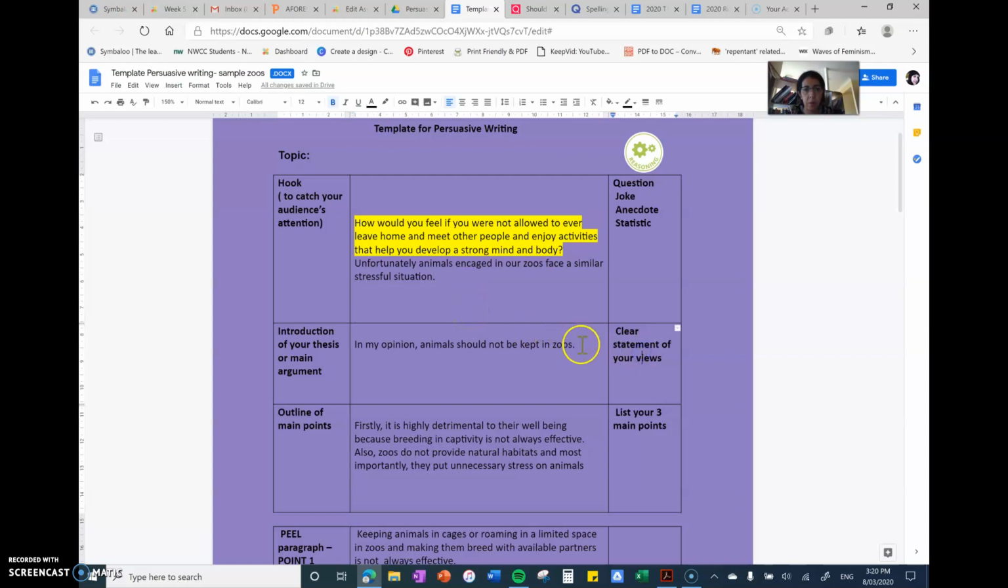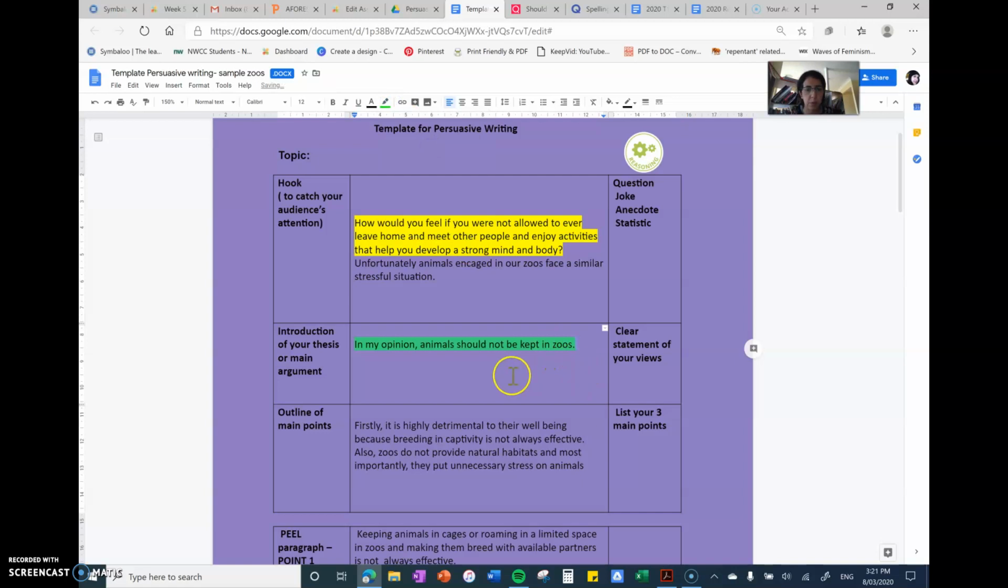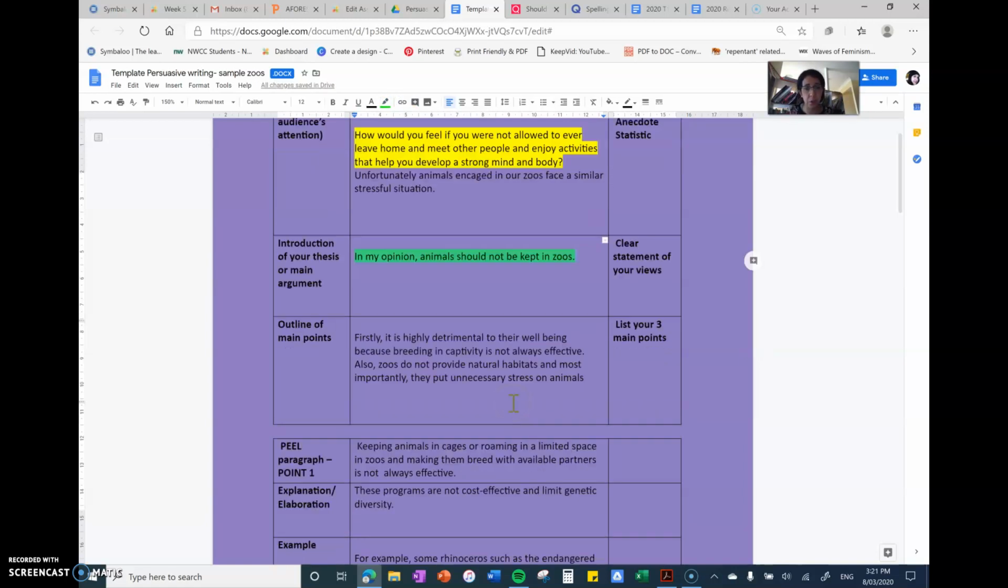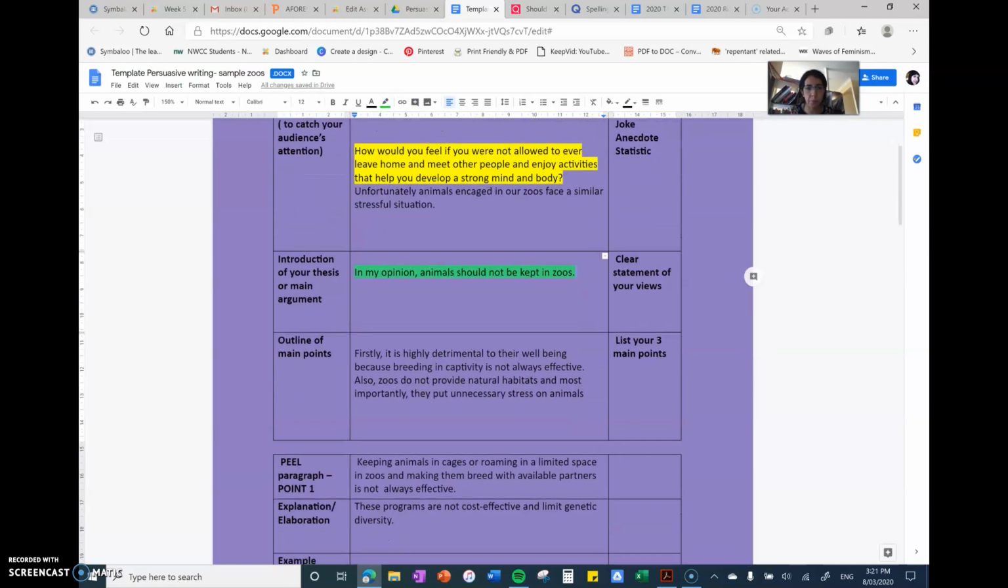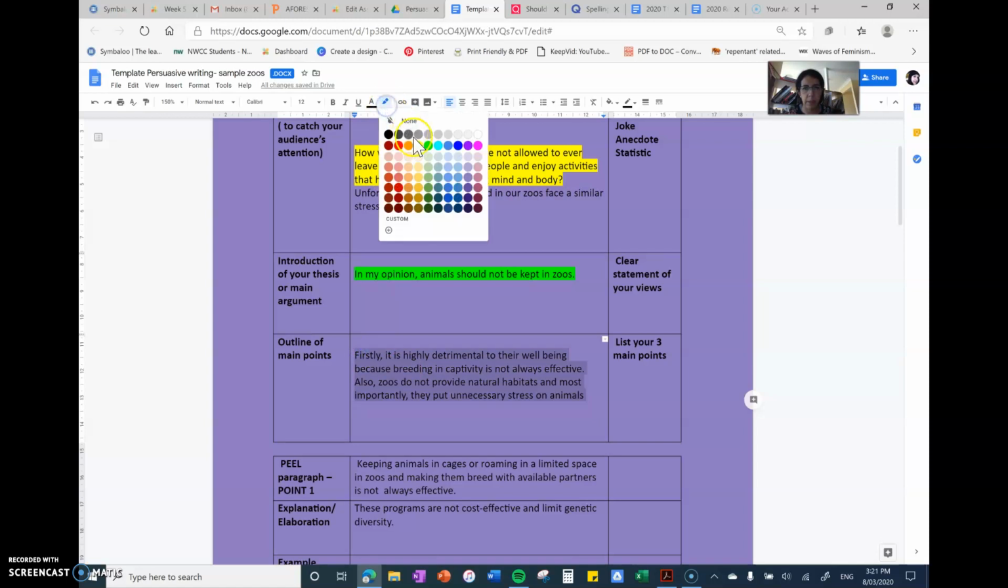Now, I'm going to state a statement of my views. In my opinion, animals should not be kept in zoos. That states my position quite clearly. And then I need to state my thesis, which is very similar to my opinion, except that it's broken down into three parts. My three main points are added here.